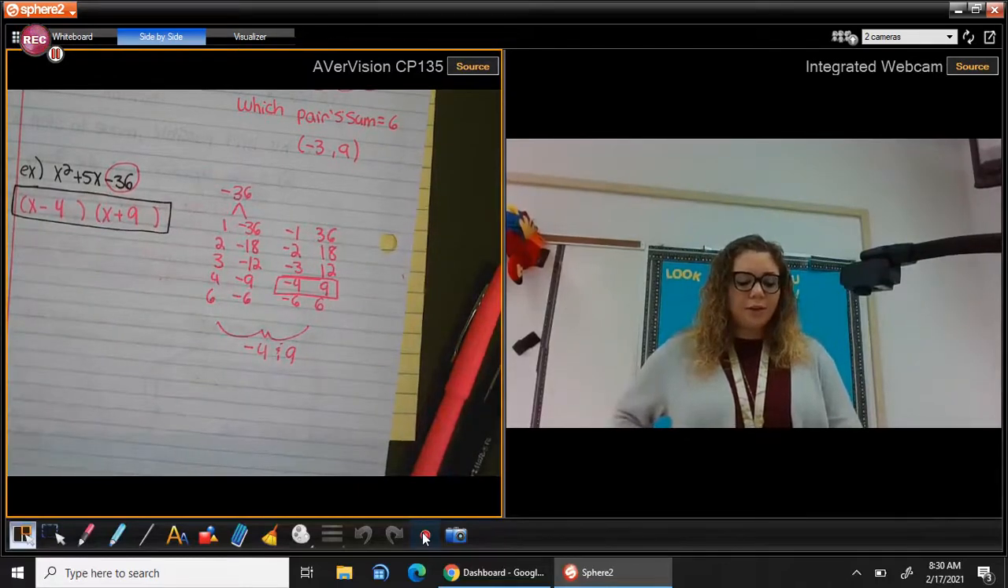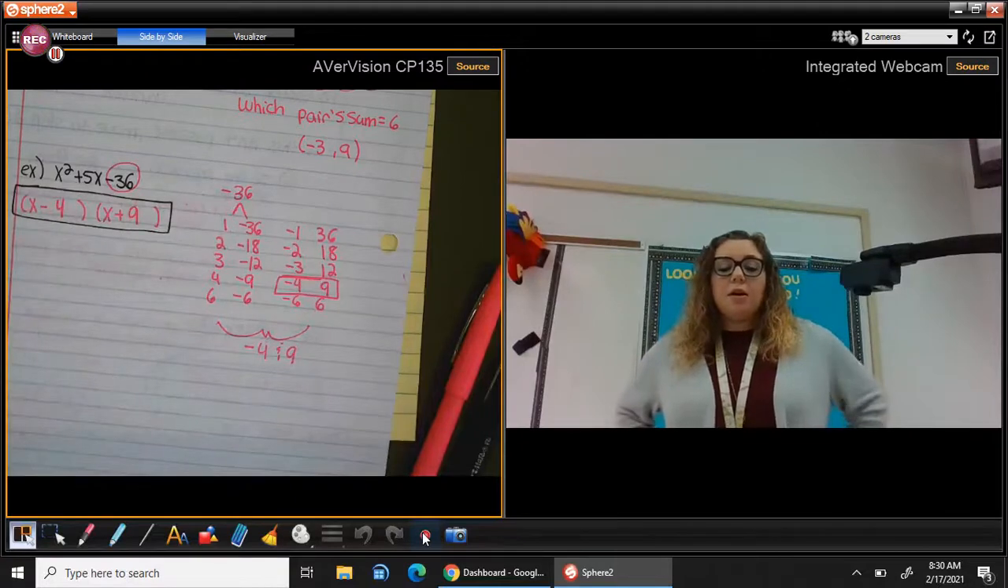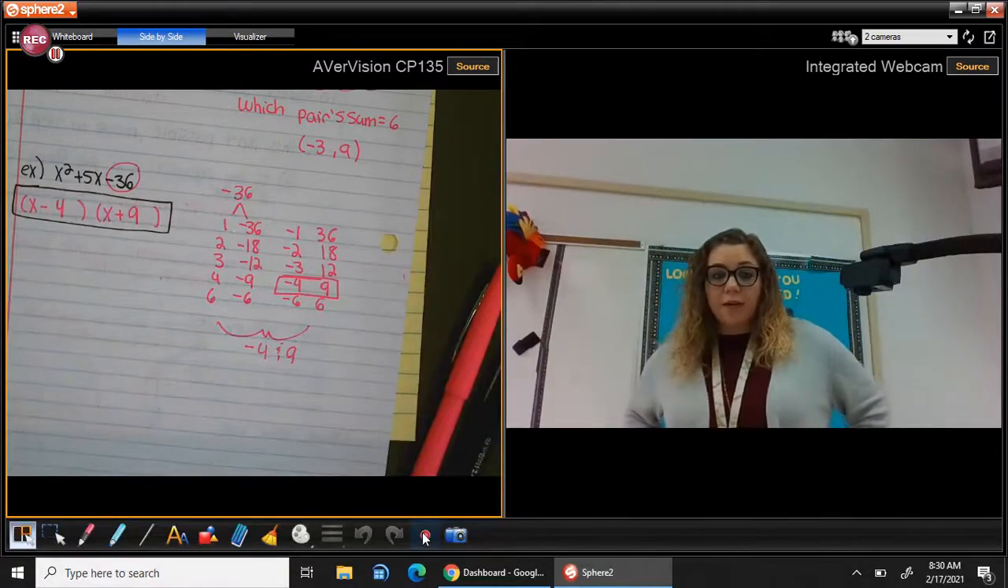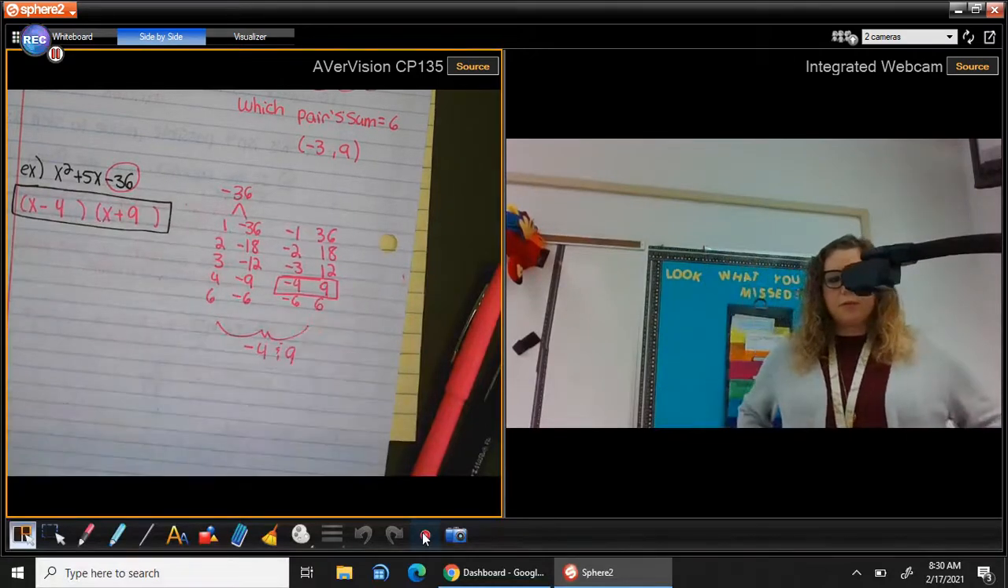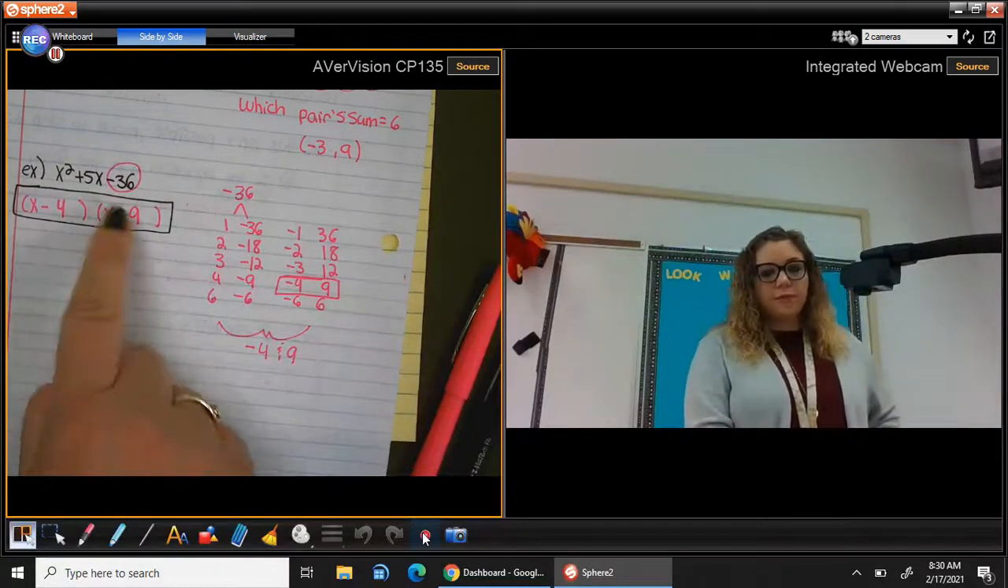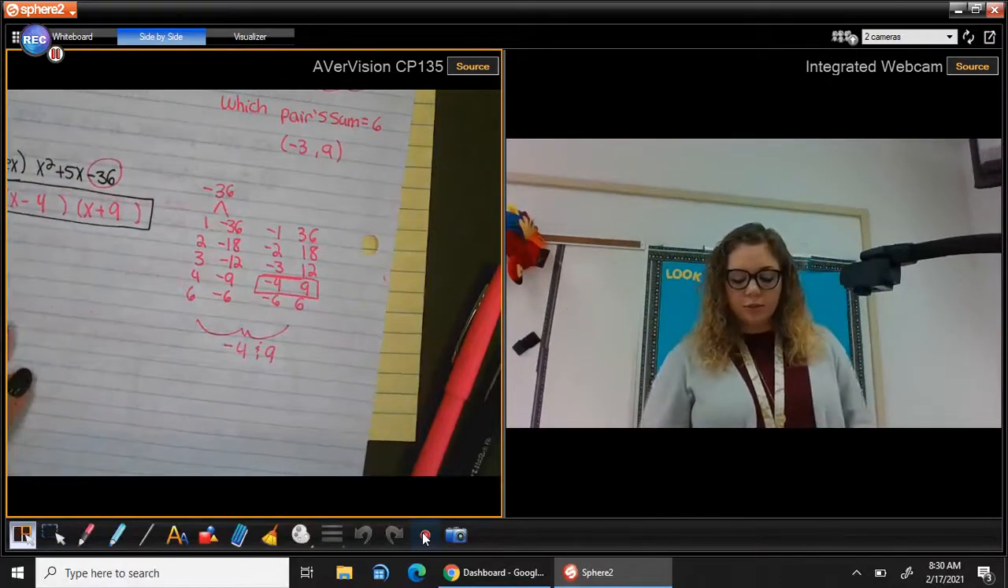Okay, so this one you actually had to do a lot of factors. Sometimes you're going to have to do that. And remember, you need both combinations. Then you can do FOIL and see if it would give you this, and it will. So I want you to try these next two on your own.